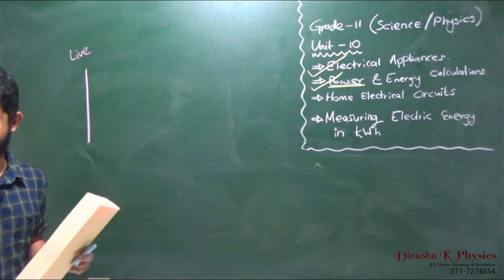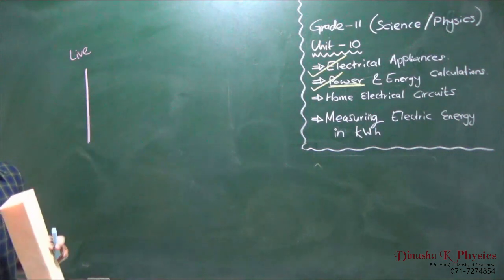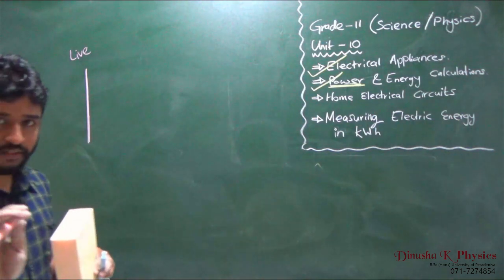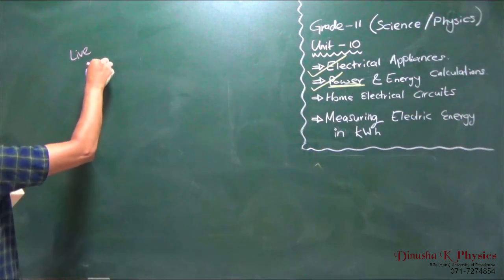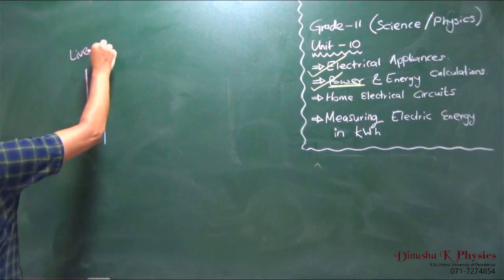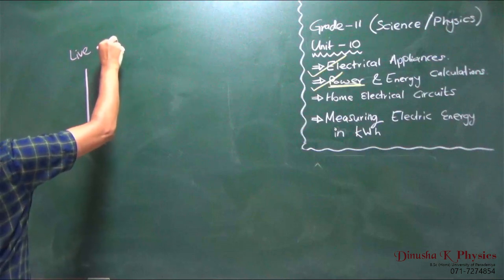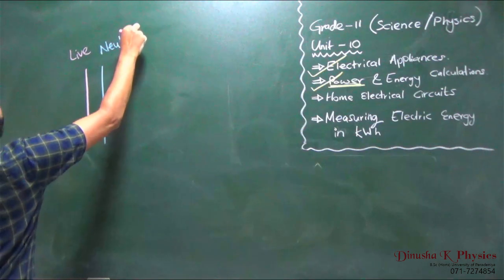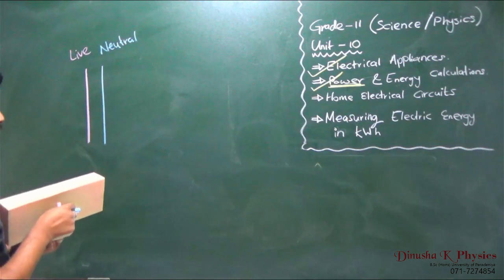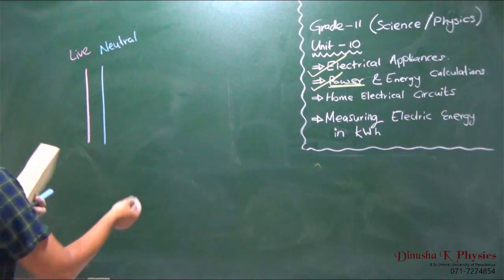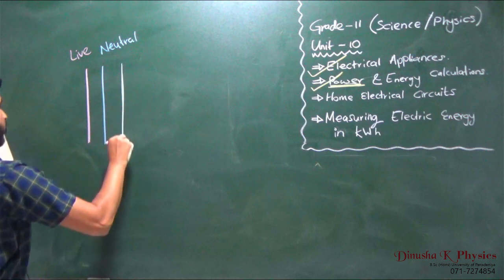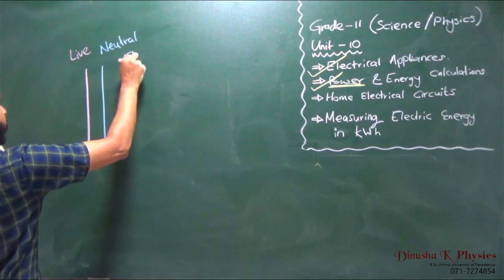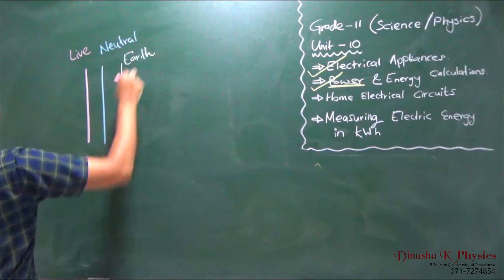Live wire, where in these wires you have current, and the other is neutral. And it is usually blue. And the final wire is the earth wire. Earth wire.